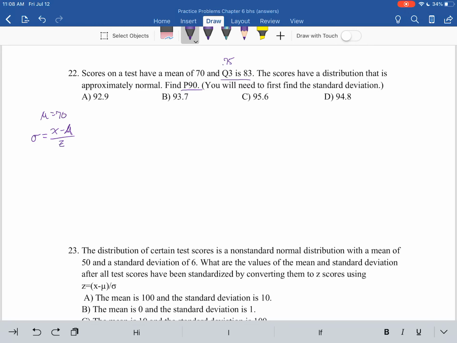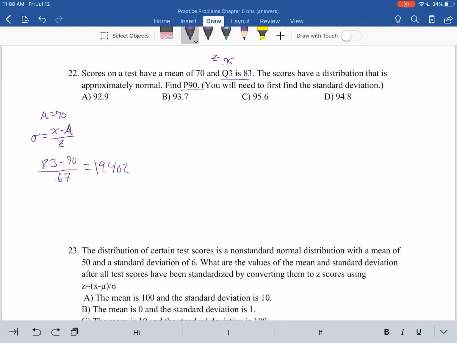Well, we're given an x value of 83, right? Minus a mu of 70. But what's the z value? Well, the z value is where this comes into play. So we want to find the z of the 75th percentile, because we know that that is the z value of 83 of x, and when we solve that out, we'll be able to find the standard deviation. So the z of 0.75 is 0.67 z value. When we solve this out, we'll get 19.402, and that is now our standard deviation.